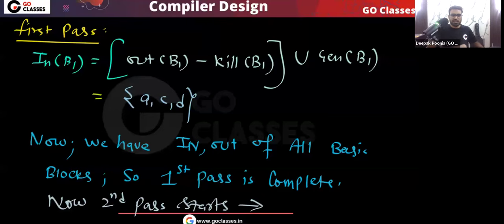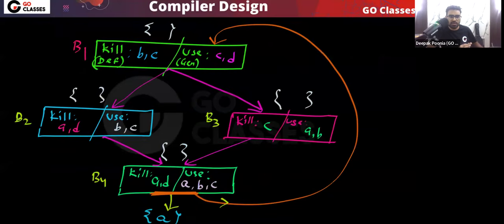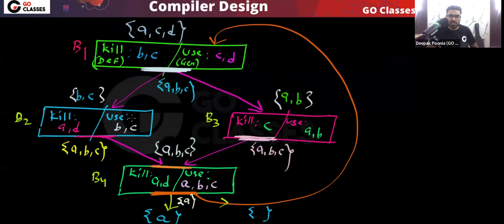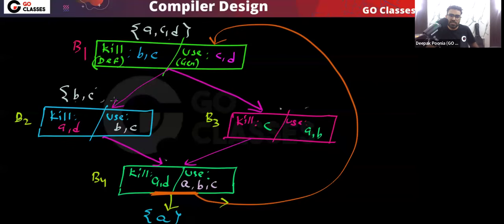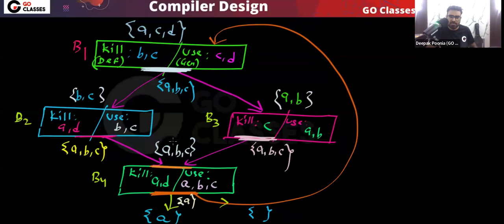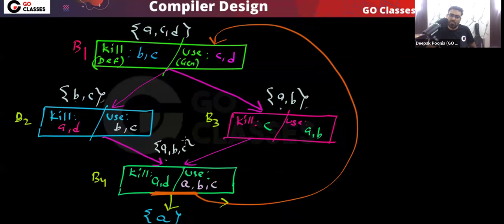Okay, now let's start the second pass. So first let me write all the information that we collected from the first pass. You can see ACD. Then you can see here we have BC, here we have AB, and here we have ABC. Okay, this is what we have, correct?